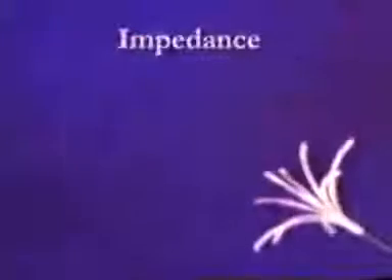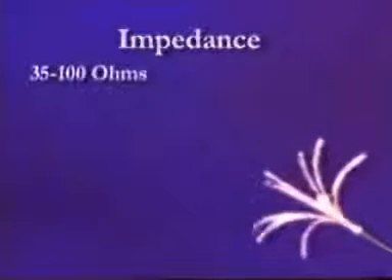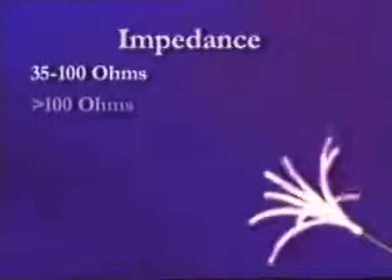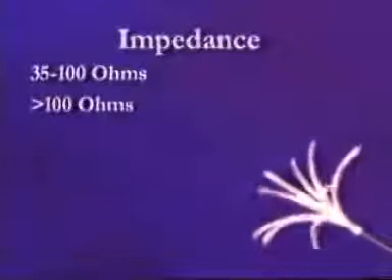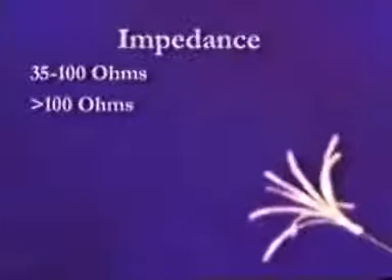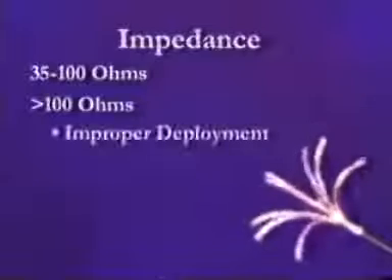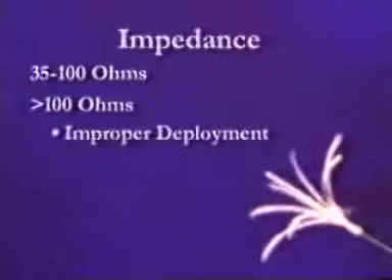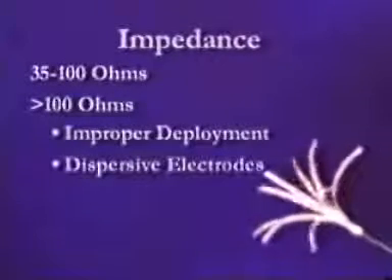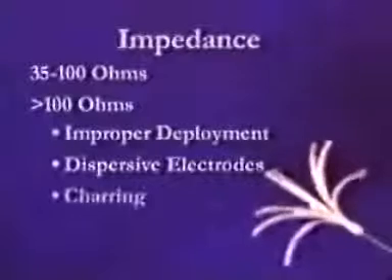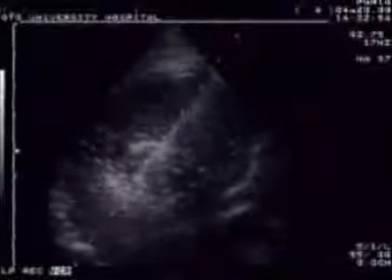During the ablation, the impedance is usually in the range of 35 to 100 ohms. If impedance rises above 100 ohms, refer to the troubleshooting guide provided with the generator. High impedance could be an indication of improper deployment, insufficient application of the dispersive electrodes, or charring on the electrode array. Often, outgassing at the ablation site can be seen on ultrasound, generally increasing in size as the ablation progresses.